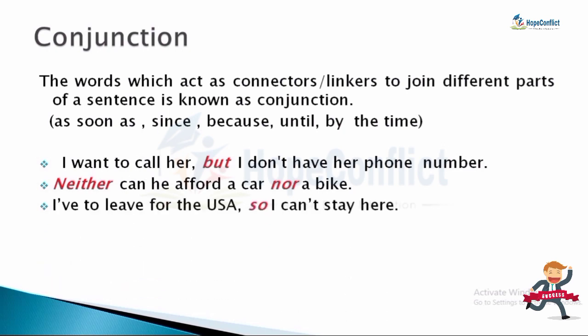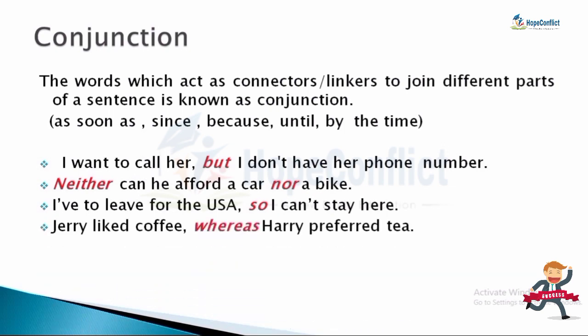I have to leave for USA, so I can't stay here. In this example, the word which is joining two sentences is so. So in this example, conjunction is your so. Okay. Jerry liked coffee whereas Harry preferred tea. What is this sentence? Jerry likes coffee, but Harry prefers to drink tea. Jerry drinks coffee but what does Harry drink? He drinks tea. Whereas, okay. So in this example, conjunction is your whereas.